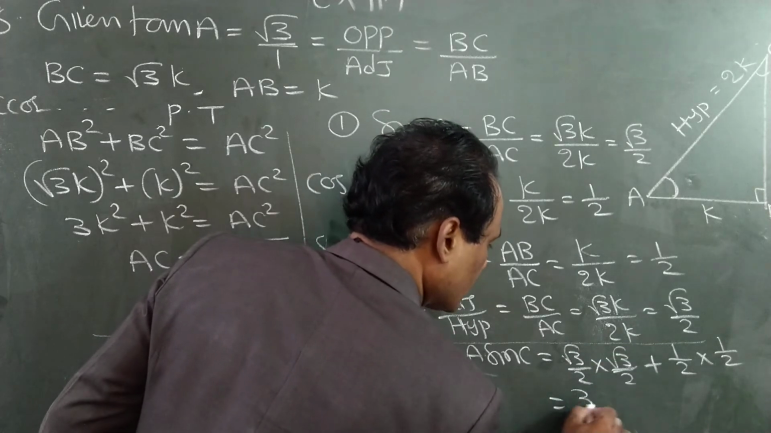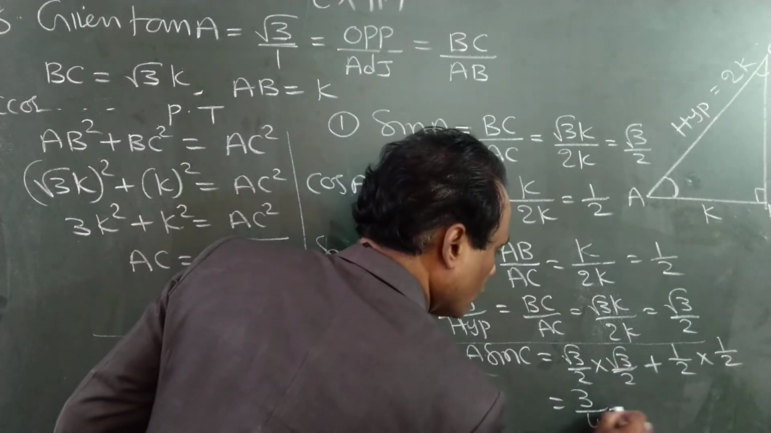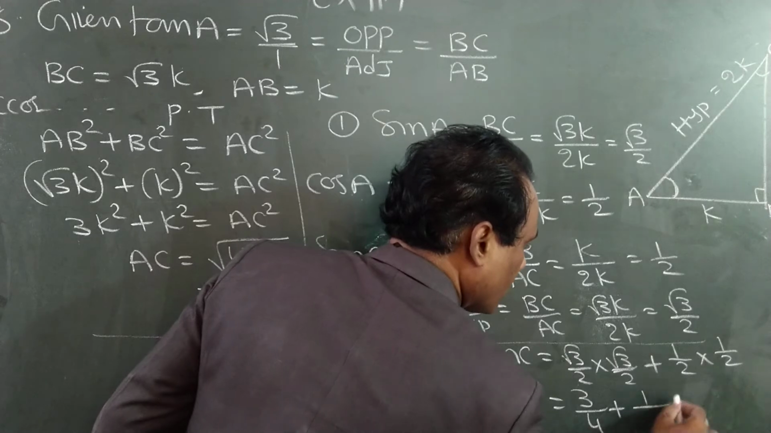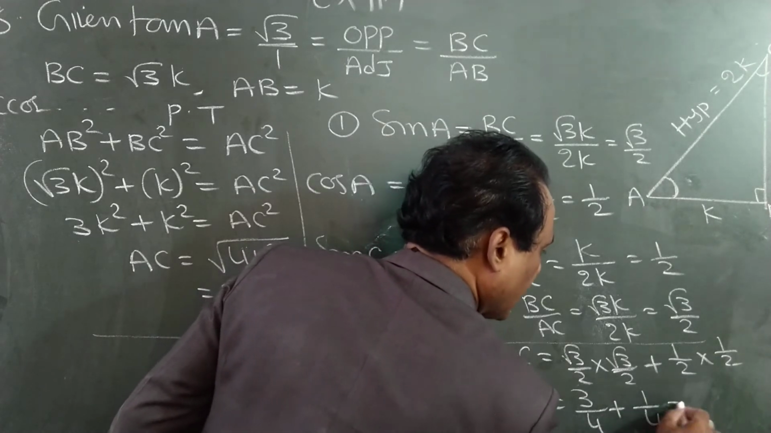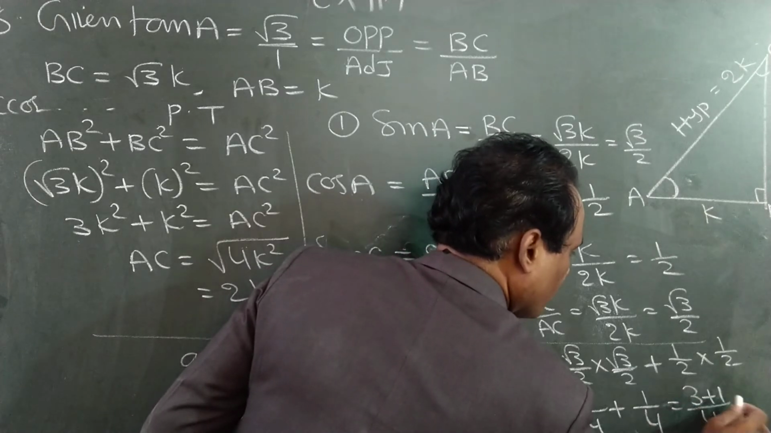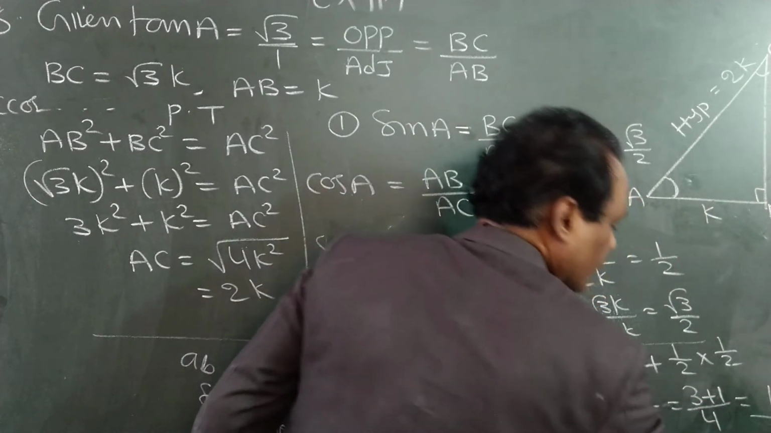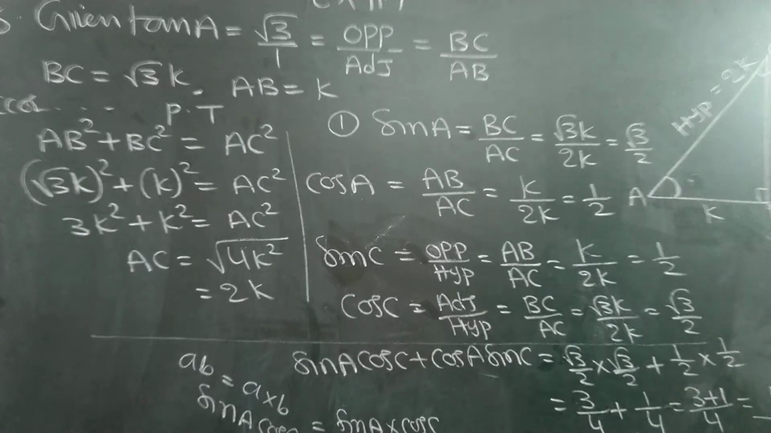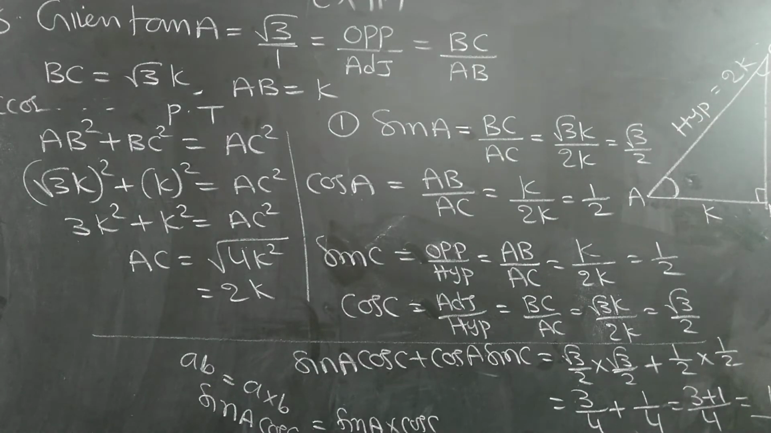Root 3 into root 3 is 3, by 2 into 2 is 4. 1 into 1 is 1, by 2 into 2 is 4. LCM 4, numerator is 3 plus 1, 4 by 4, answer 1. Followed or not? Tell me.